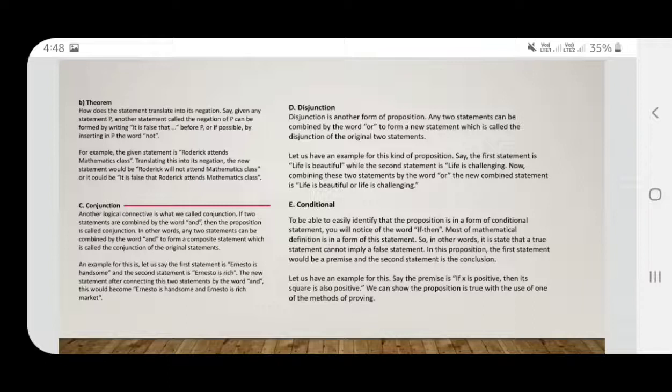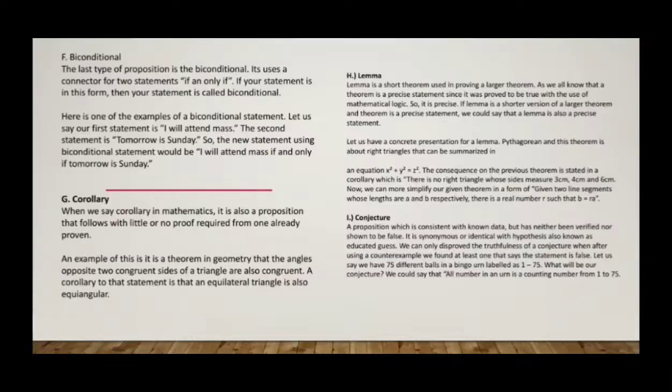Disjunction. Two statements can be combined by the word or. Example, life is beautiful. Life is challenging. Combining these two is, life is beautiful or life is challenging. Conditional. Notice the words used are if-then. It states that a true statement cannot imply a false statement. For example, if x is positive, then its square is also positive.